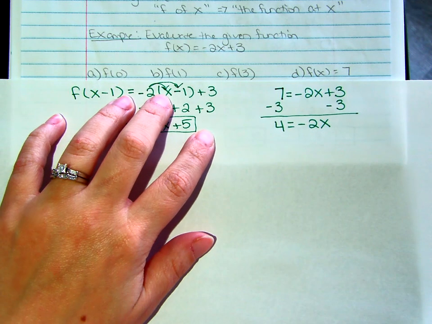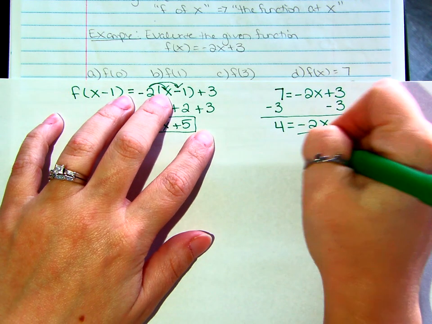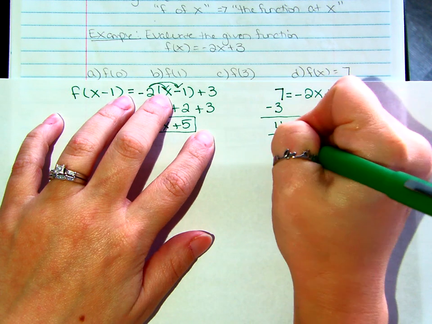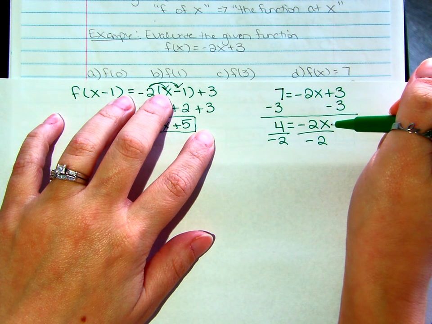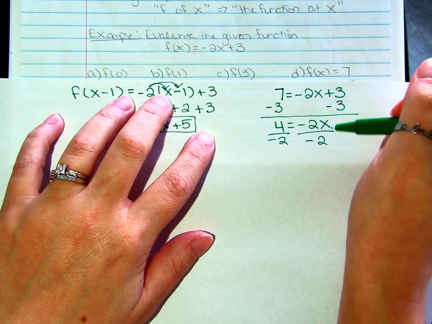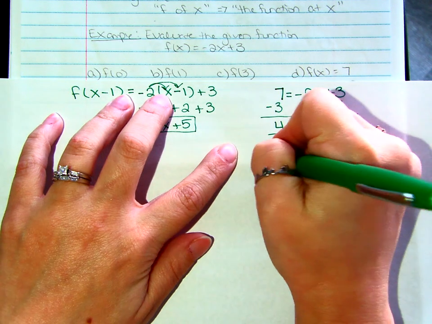Now what do we do? Divide by what? -2. We got to divide by -2 to get x completely by itself. Again, thinking of doing the opposite. This -2 is multiplying against the x. The opposite of multiplication is division. 4 divided by -2 would give me -2 as my x value.